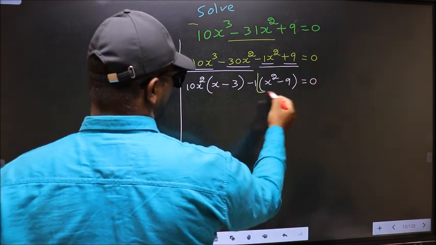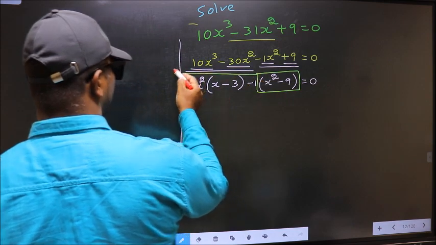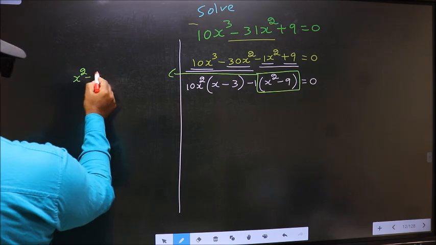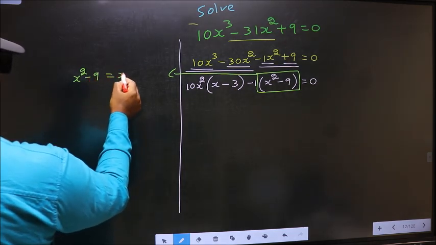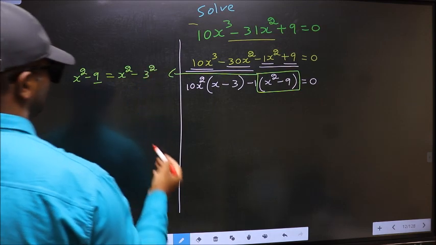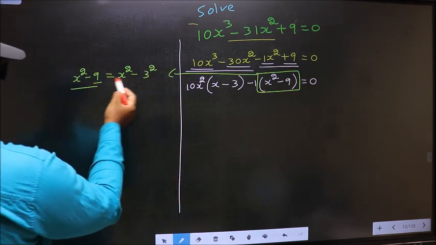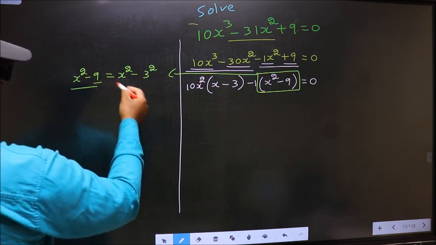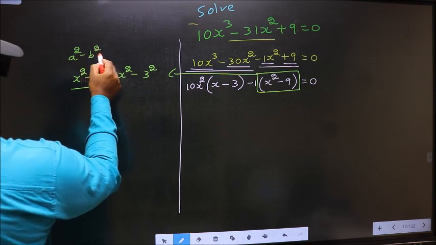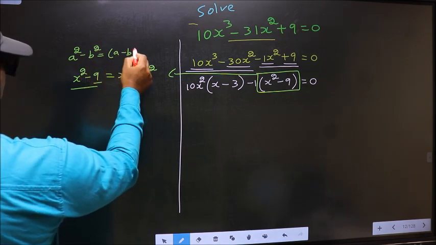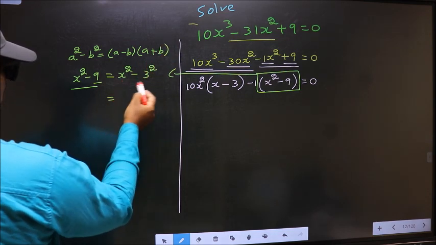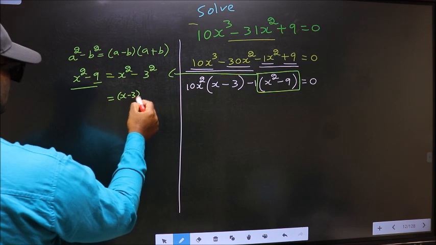Now this quadratic, I will simplify it here. That is x square minus 9. To simplify this, in place of 9, now we should write 3 square. Why did I change this to this form is, now to this we should apply the formula a square minus b square, that is a minus b times a plus b. So this will become x minus 3 times x plus 3.